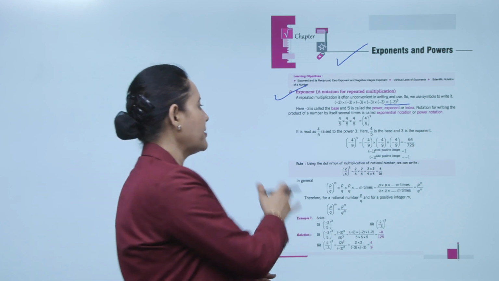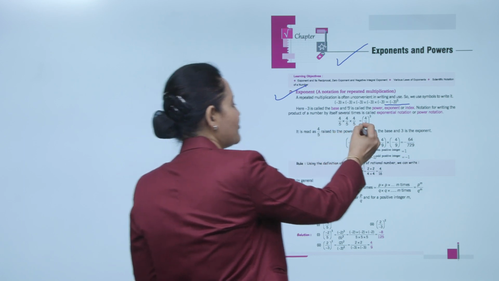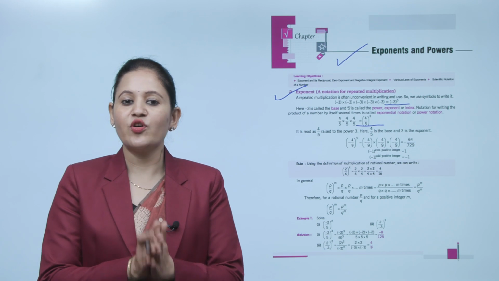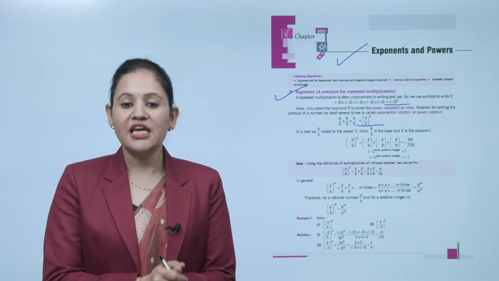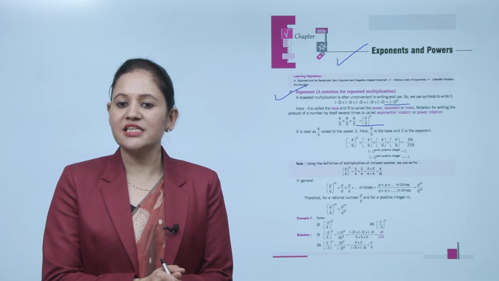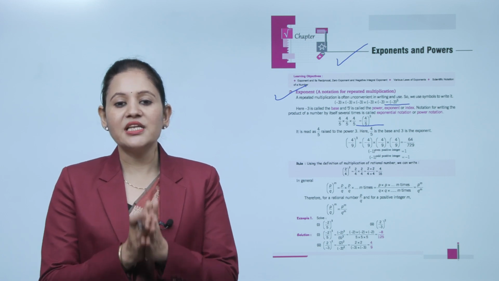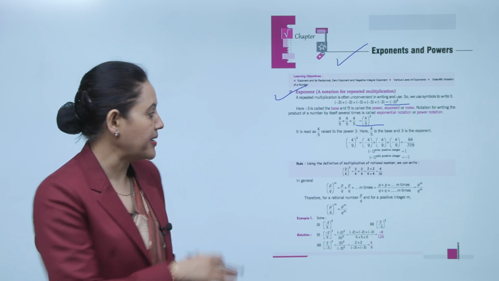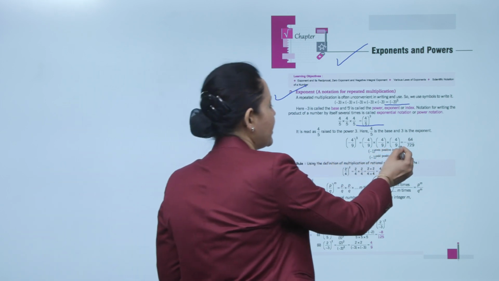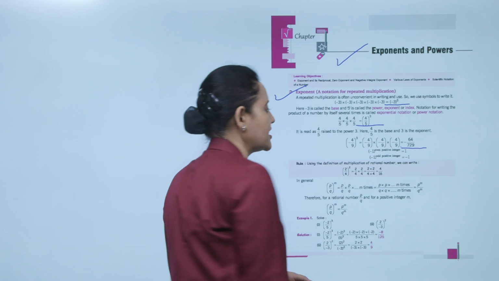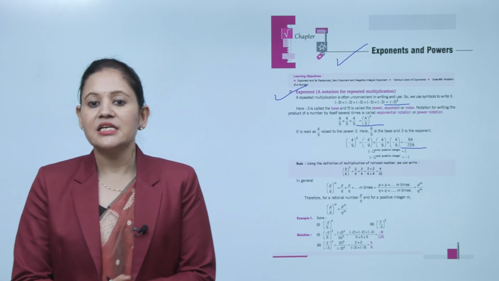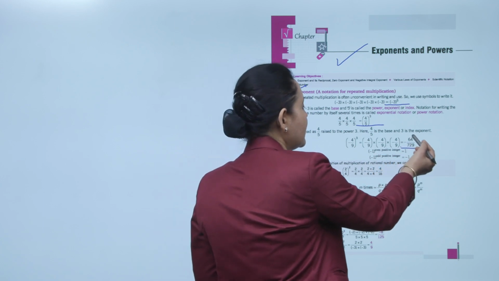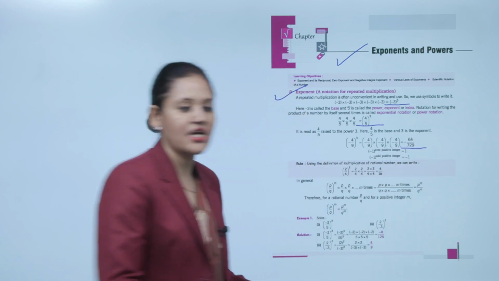4 by 5 multiplied by 4 by 5, 3 times, can be written as 4 by 5 to the power 3. It is read as 4 by 5 raised to the power 3. Here 4 by 5 is the base and 3 is the exponent. Minus 4 by 9 to the power 3 can be written as minus 4 by 9 multiplied by minus 4 by 9 multiplied by minus 4 by 9, that is equal to 64 upon 729. It will be negative because it is 3 times, so minus 64 upon 729.